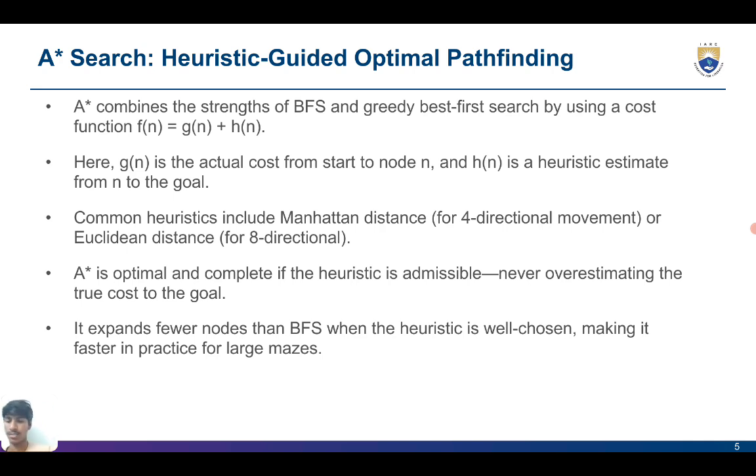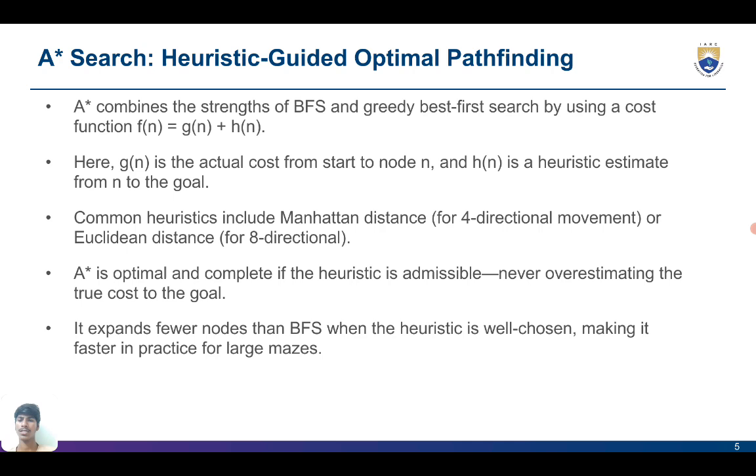A star search: heuristic guided optimal pathfinding. A star combines the strengths of BFS and greedy best first search by using a cost function f(n) equal to g(n) plus h(n). Here g(n) is the actual cost from start to node n and h(n) is a heuristic estimate from n to the goal.